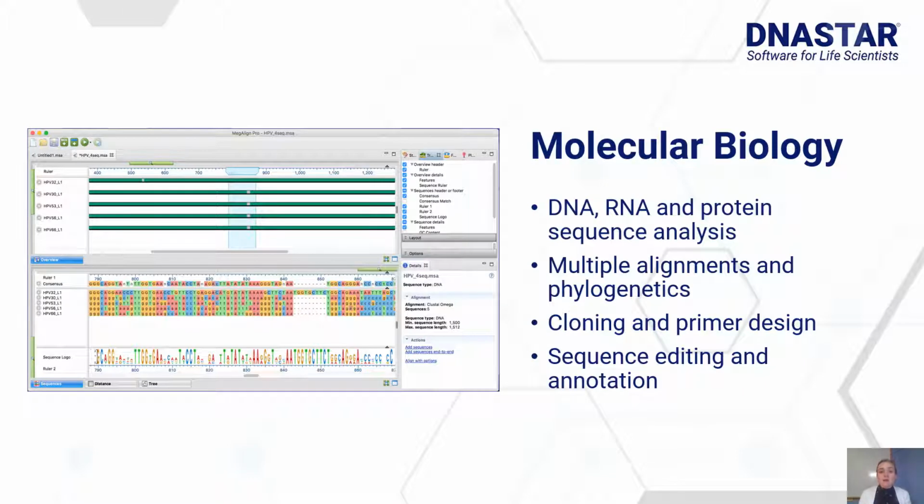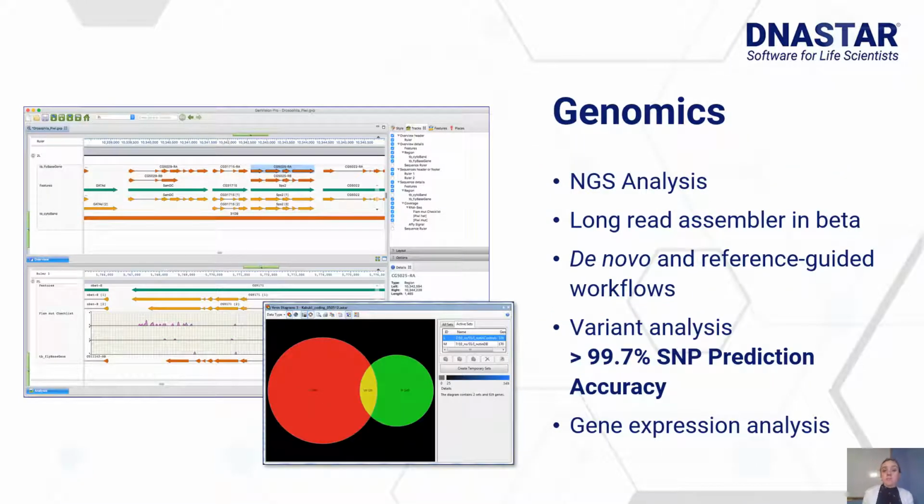So our molecular biology applications include tools for DNA and RNA sequence analysis, as well as protein sequence analysis. And this can be anything from basic sequence editing, cloning and primer design, annotation, multiple sequence alignments, as well as Sanger sequence assembly. Our genomics tools are built on our molecular biology and sequence analysis tools and provide additional capacity for NGS analysis, as well as long-read sequence assembly and analysis.